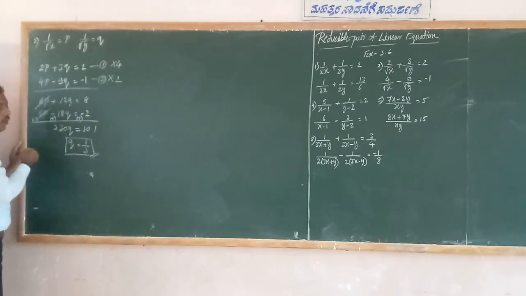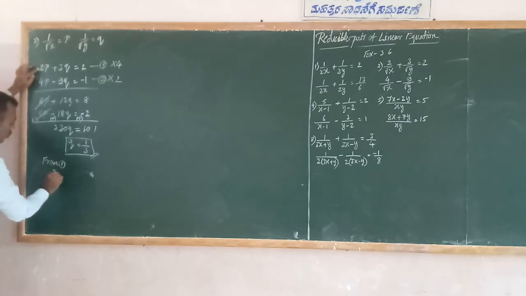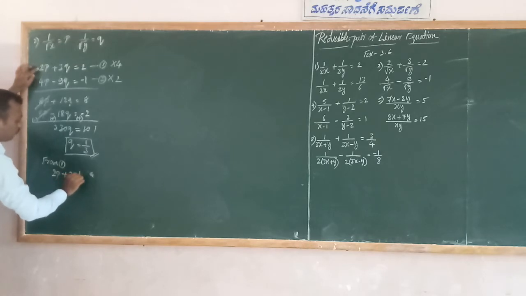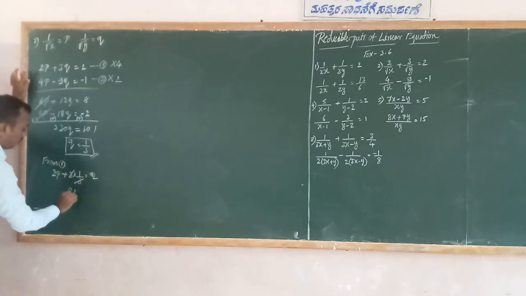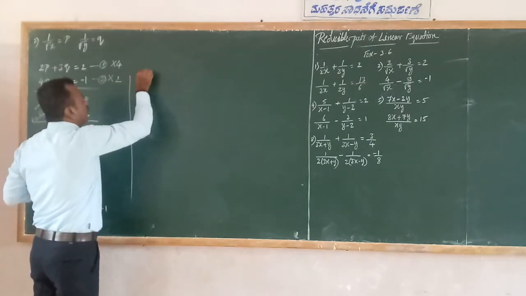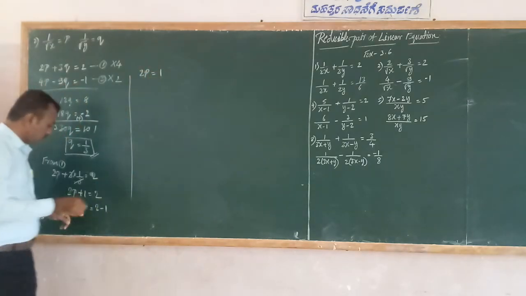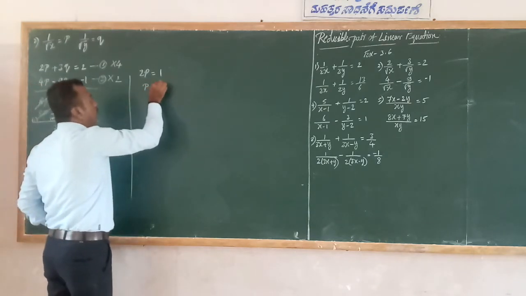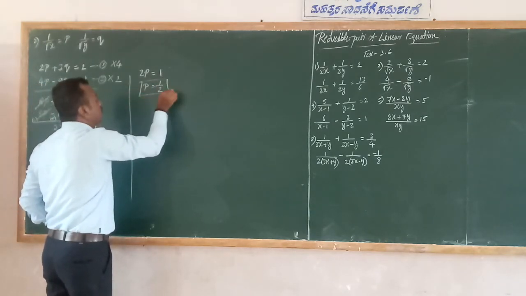Now we have to find the p value. So from equation 1 or 2 we can take any one. So 2 into p plus 3 times q, which is 1 upon 3, is equal to 2. So 3 gets cancelled, therefore 2p plus 1 is equal to 2, therefore 2p is equal to 2 minus 1, therefore 2p is equal to 1. Okay, so p is equal to 1 upon 2. The value of p is 1 upon 2.